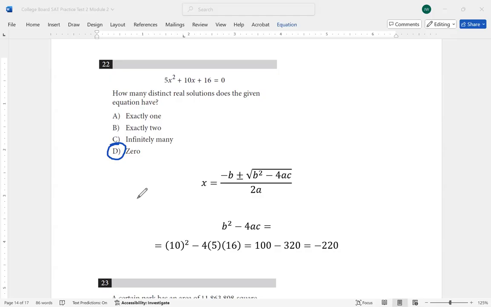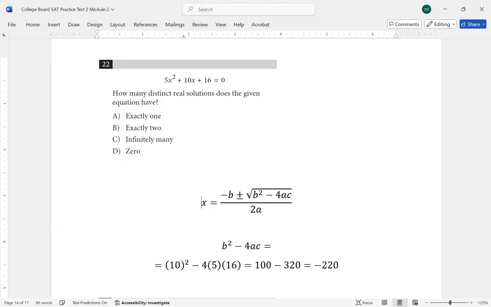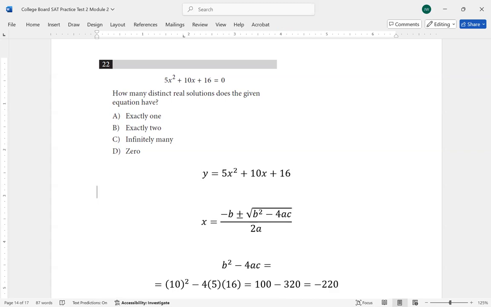Now, this isn't the only way you could have done this. You could have also, if you'd liked, done this via graphing. You could have graphed the equation y equals 5x squared plus 10x plus 16 and seen if it crosses the x-axis anywhere. Because if it crosses the x-axis, that means the y value would have had to have been 0. If it doesn't ever cross the x-axis, then you have no zeros, no solutions to that equation.